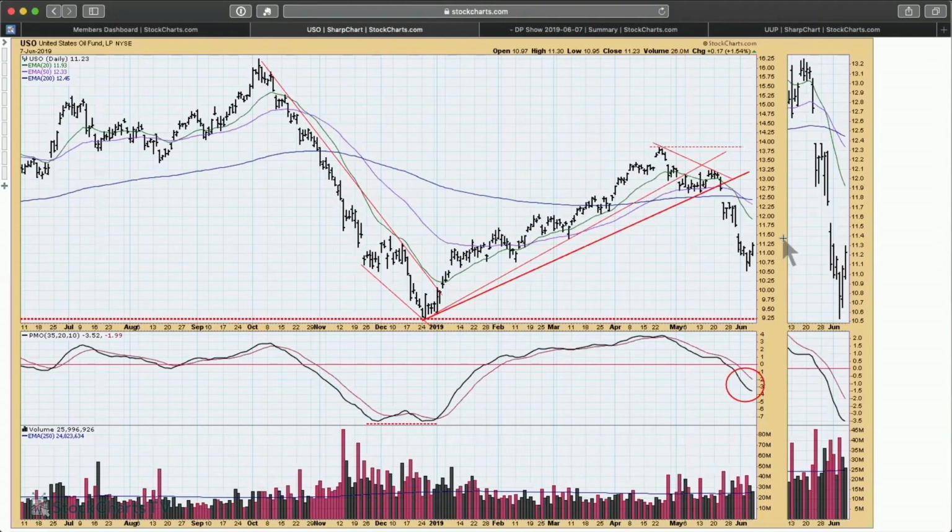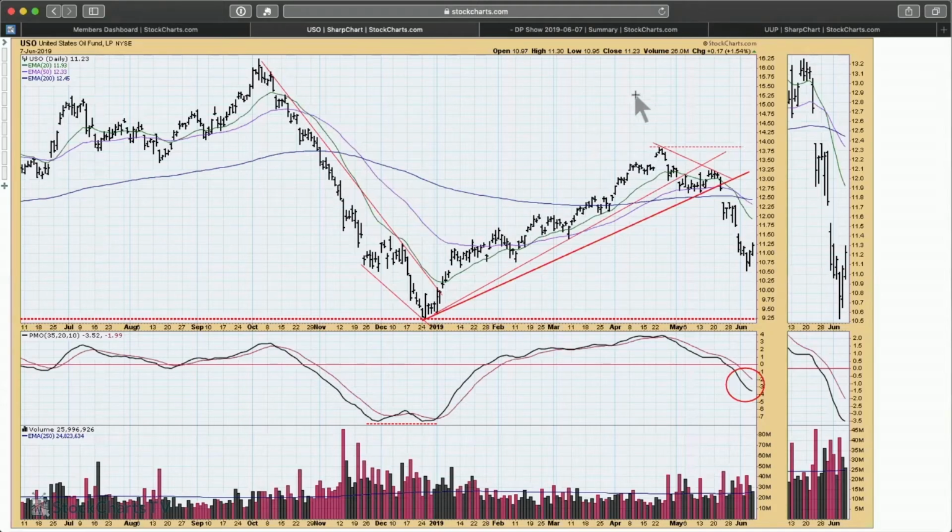Oil finally came back a little bit this week. Actually, it closed up slightly. No, I'm sorry, that's today's move. No, it didn't close up for the week yet. But it's just an oversold bounce at this point, and PMO hasn't turned up.